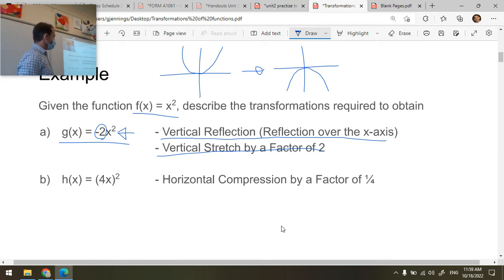Have you ever thought of stretches and reflections like looking at your function in a carnival mirror?